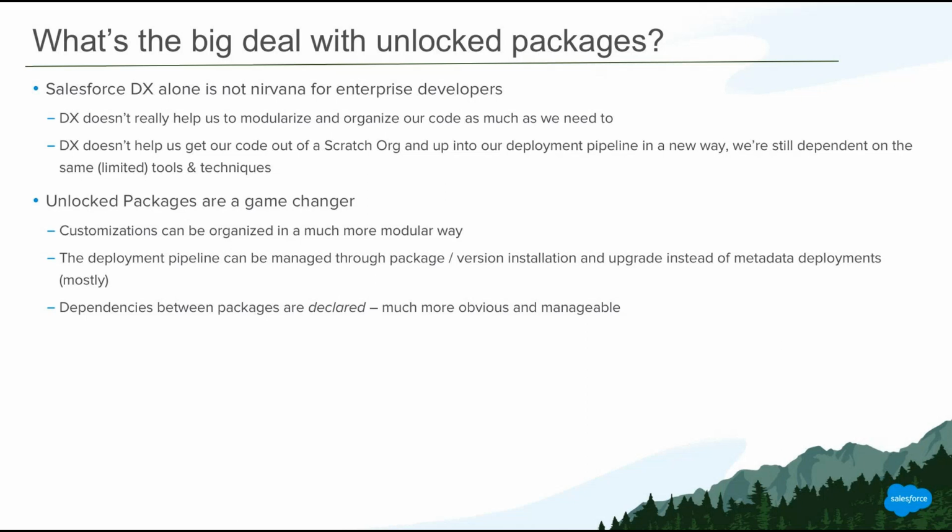One of the key things is that unlike a lot of the other metadata dependencies, which you have to discover in some way, and we'll talk about how in just a minute, dependencies between packages are declared. So your package itself says, I'm dependent on another package, and here's the package version. So it's very obvious.